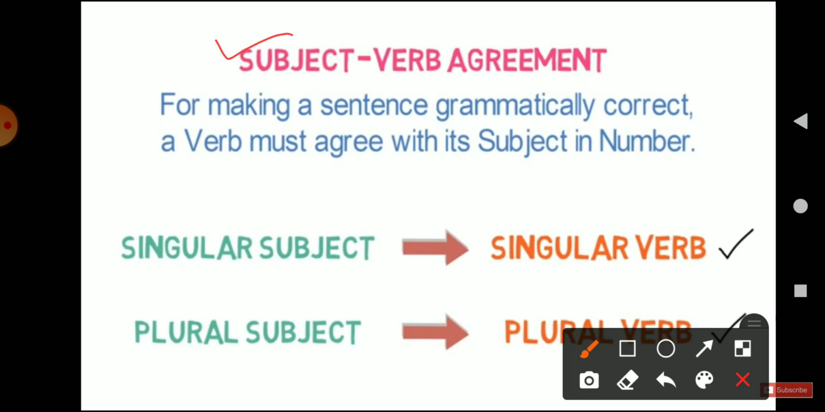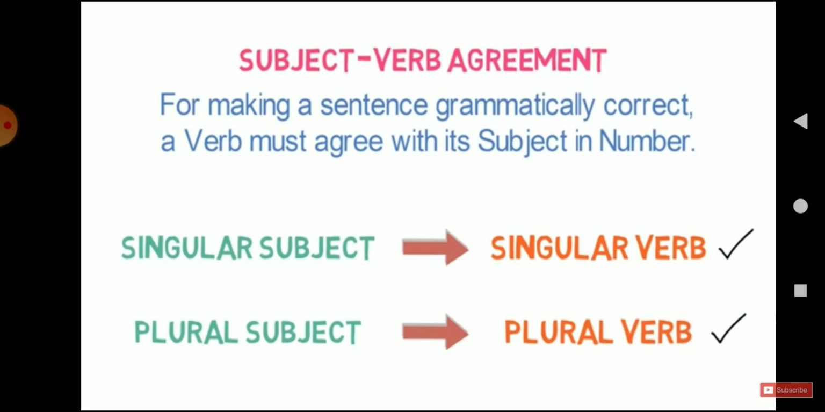Before we move on to the main topic, let us first discuss what a subject is and what a verb is. What is a subject in a sentence? Basically, the subject in a sentence is a name of a person, place, animal or thing, basically a noun, which is doing something or is in a state.